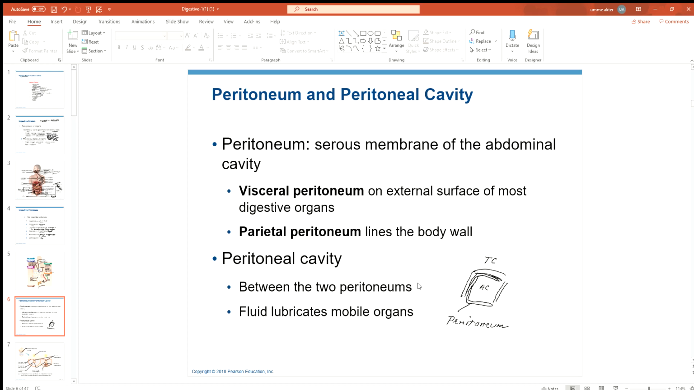So most of the digestive organs are here. You know that the esophagus comes down through the thoracic cavity and enters into the stomach here. So your stomach is in the abdominal cavity, your small intestine, most of your large intestine, your liver, pancreas, right? The gallbladder, most of the digestive organs are located in the abdominal cavity. And the peritoneum, this double layered serous membrane, protects the organs inside the cavity. The outer layer of the peritoneum is called the parietal peritoneum.